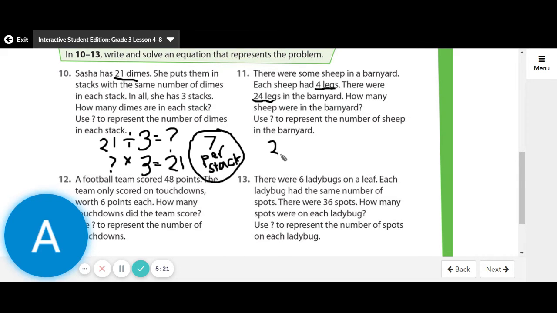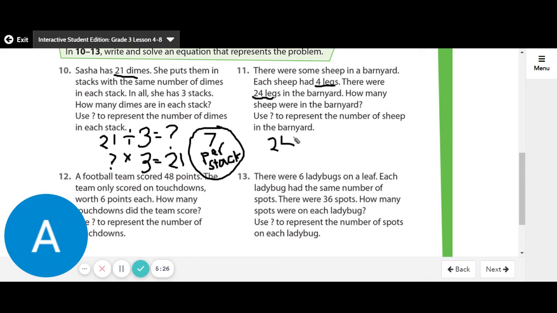So we have 24 legs divided by 4 per sheep equals that question mark. We can think about 24 divided by 4 equals that question mark. 4 times something, or the question mark, equals 24. I know 4 times 6 is 24. So we know there are 6 sheep.